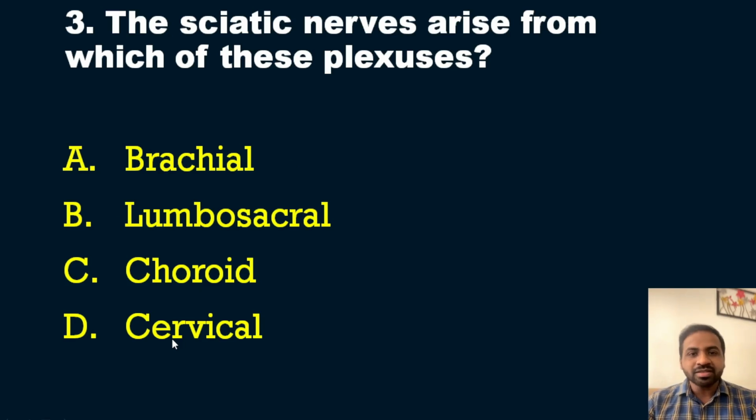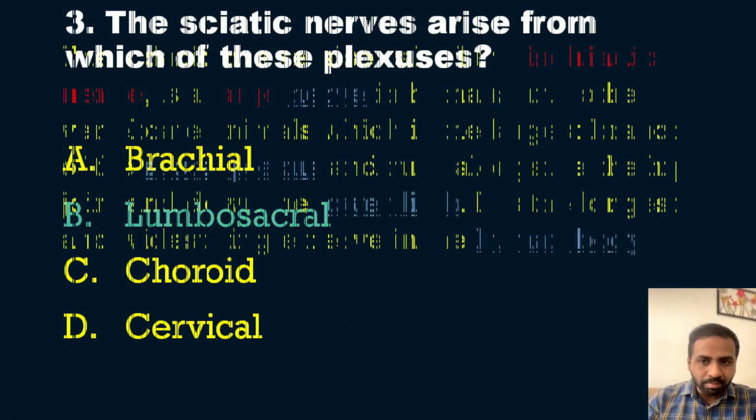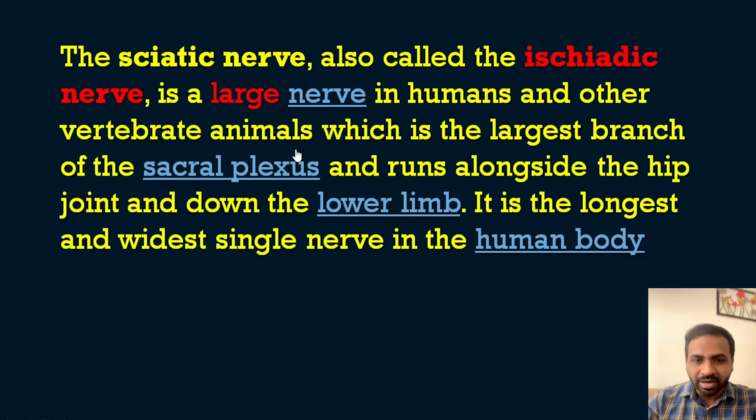Just think about the position of the sciatic nerve, and very easily you can answer this question. You know that the answer is option B, that is lumbosacral. The sciatic nerve arises from the lumbosacral plexus. So we will have a small explanation of this question. We know that the sciatic nerve, which is also called the ischiatic nerve, is a large nerve in humans and other vertebrate animals, and it is the largest branch of the sacral plexus. The question was regarding which plexus, so this is the lumbosacral plexus.